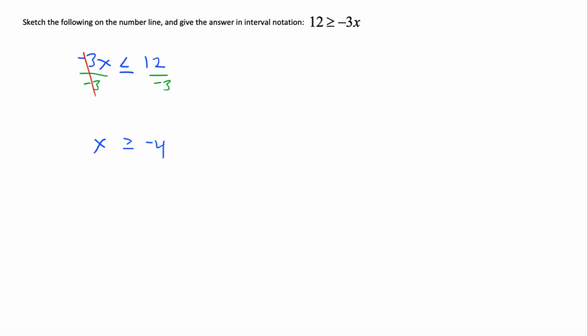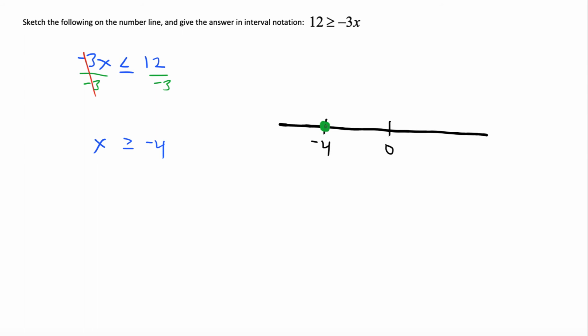So on the number line, let me just put 0 for reference, and here's negative 4. Now we want to denote all values of x that are greater than or equal to negative 4. So negative 4 is essentially what we're comparing x to. And we know this is greater than or equal to. So that means we need to put a closed circle here at negative 4.